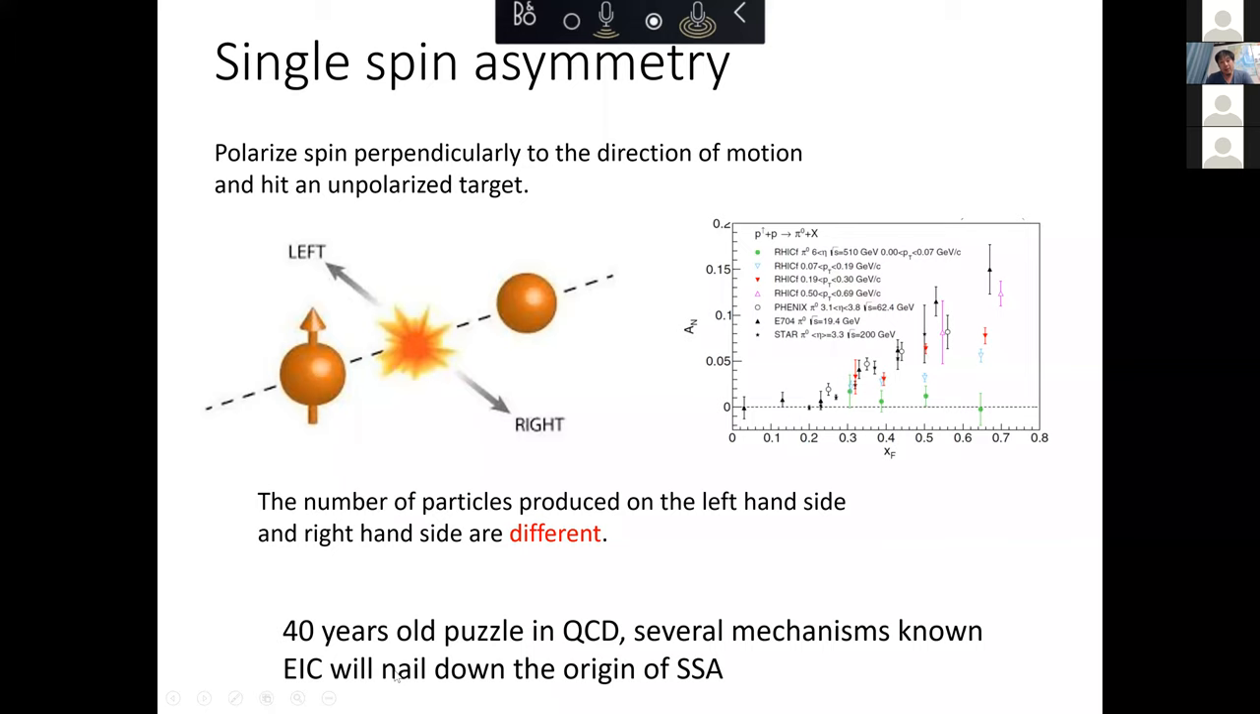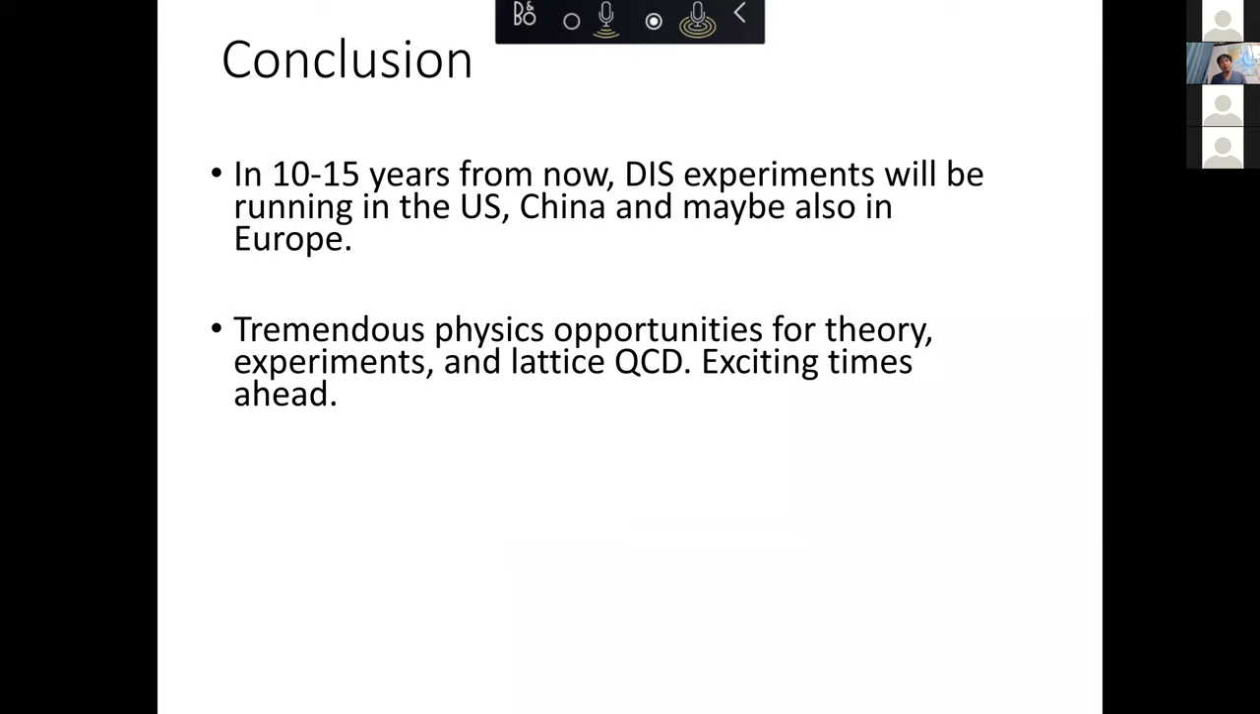So that's a very quick overview of the important scientific goals of the EIC. The conclusion of the first part is that in 10 years from now, DIS experiments will be running in the US and in China, and maybe also in Europe at CERN. That's uncertain, but optimistically, there will be DIS experiments worldwide. This is a tremendous physics opportunity for theory and experiment, and also for large N QCD. I had no time to talk about large N QCD, but there have been lots of discussions and exciting results from large N QCD in relation to the nucleon structure. So we have exciting times ahead.